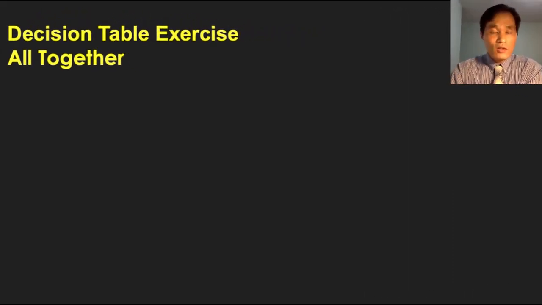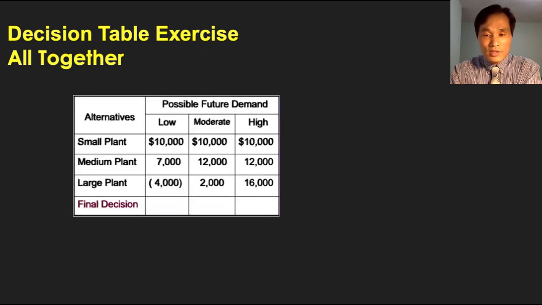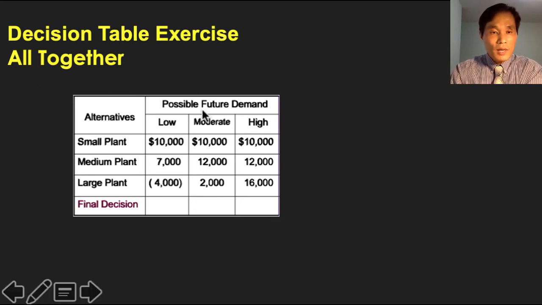Let us take another example before concluding this lecture. It's a similar example. Let us assume that you are facing three alternatives: small plant, medium plant, and large plant. And you have three possible future demands, again, low, moderate, and high options. Small plant, regardless of market situation, the outcome will be the same.